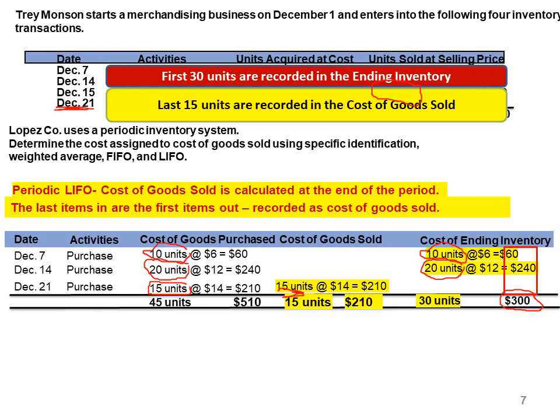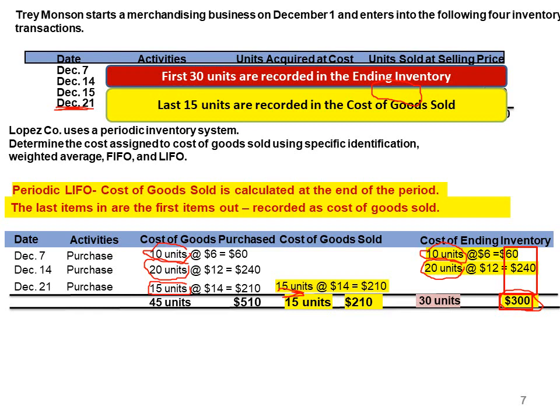So let's fill in the cost of ending inventory column. So on December 7th, we had 10 units purchased. All of them were remaining because we didn't sell any of them, because under LIFO, we will sell the most recent unit first. So those 10 units will be remaining in our ending inventory. We will not sell them now. So we will record them at their cost price, which is 6. So the cost of ending inventory equals 60.